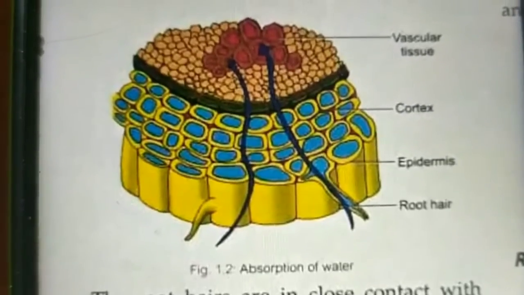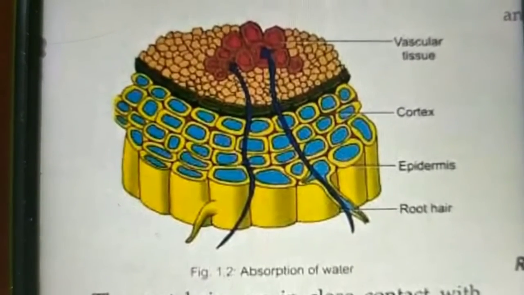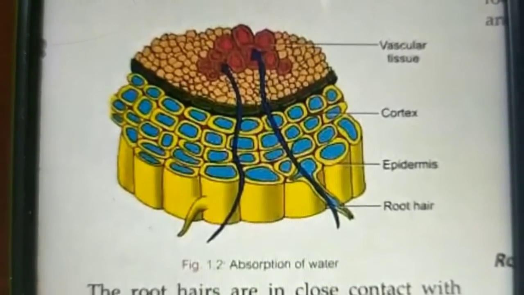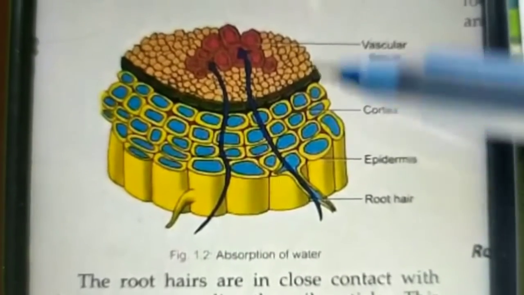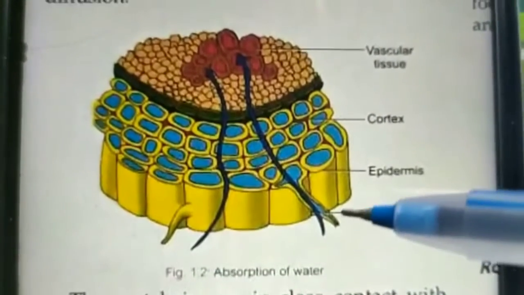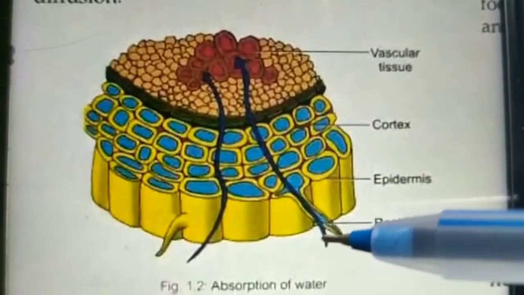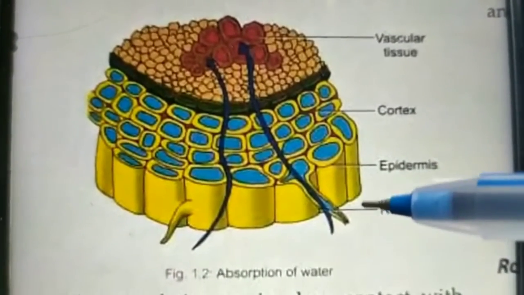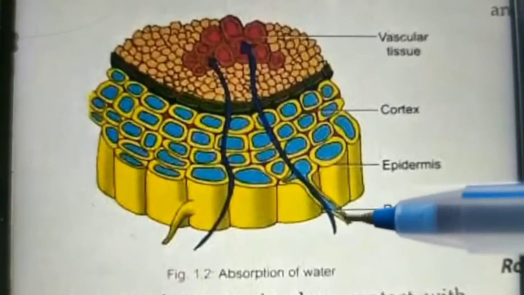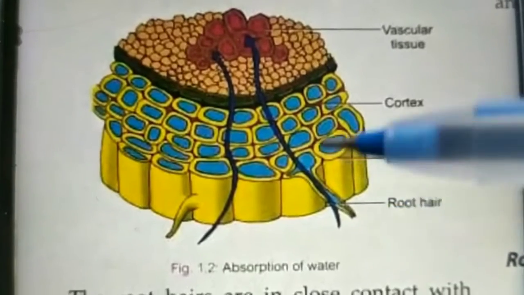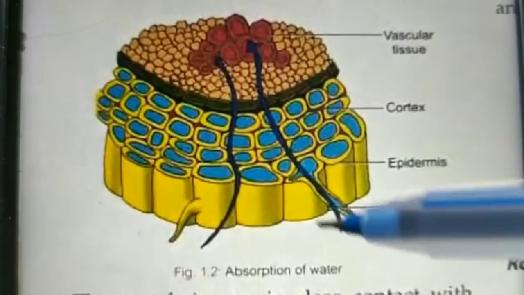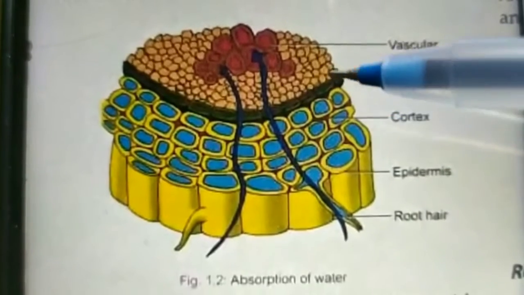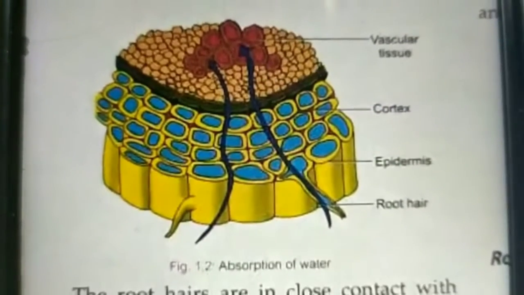So here is a diagram of the passage of water molecules from the soil into the root hair cells to xylem tissue by cell to cell osmosis. The root hairs are in close contact with the water surrounding the soil particles. This water has dissolved minerals in it. So the water reaches the xylem through the epidermis, cortex, then up to the xylem.